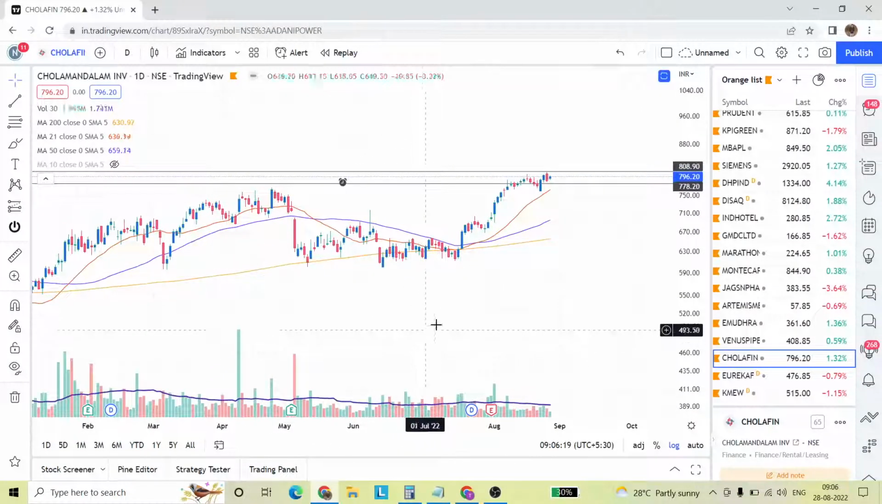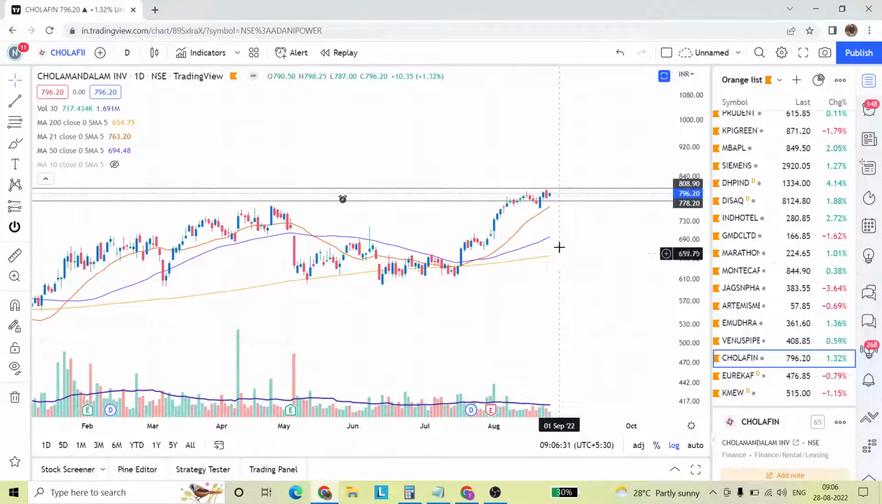Chola Mandalum Finance. Again, the moving average is still sloping up. It is slanting upwards, it's not flat. And here, if you see, it's trying to form a very tight zone. Once this zone is broken, it's good to enter.